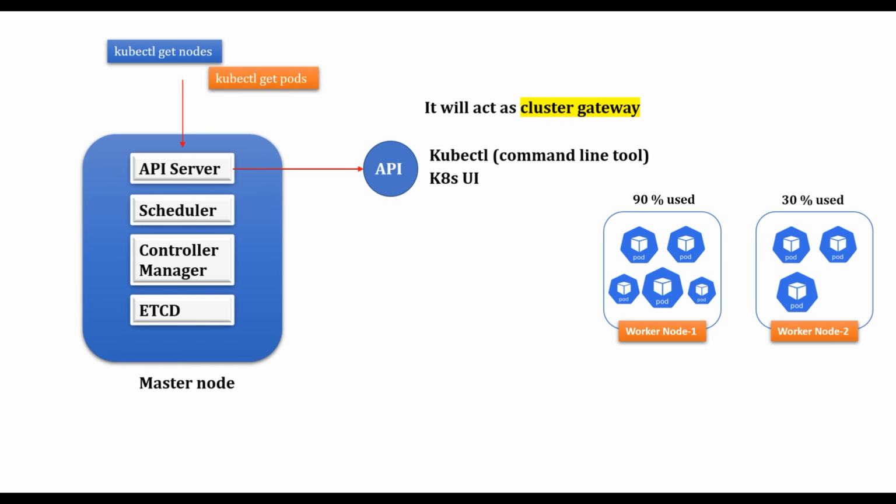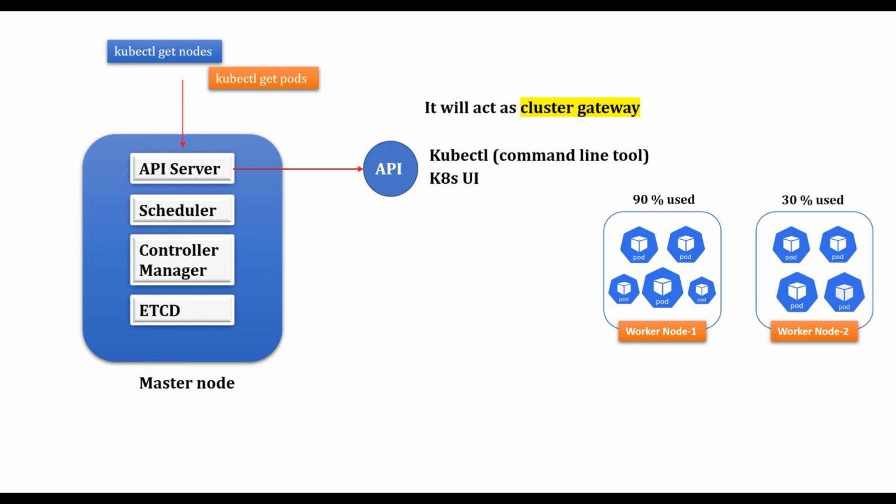And if you observe, the first worker node has utilized 90% of its CPU, and the second worker node has already utilized 30% of its CPU. Then the scheduler will schedule the pod inside worker node 2, not inside worker node 1, because worker node 1 has already used 90% of its CPU, and worker node 2 is free here, right? It has only used 30%. That's how the scheduler takes the decision on which node a new pod should be scheduled.